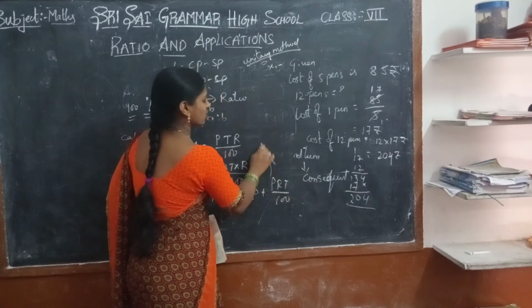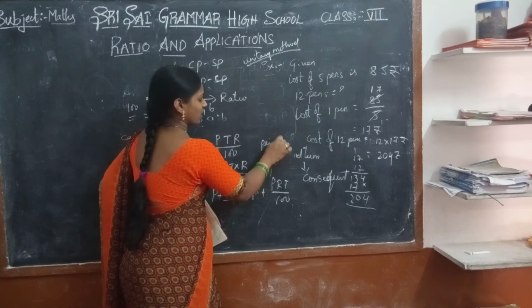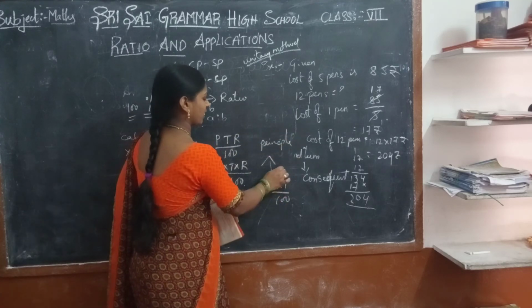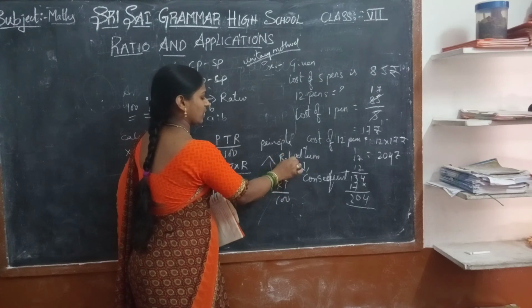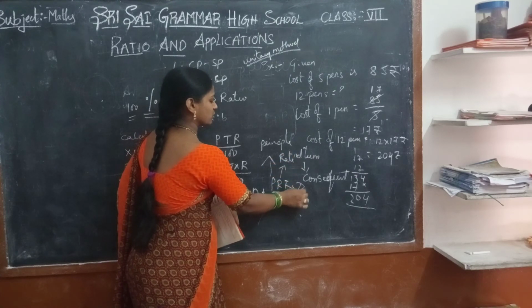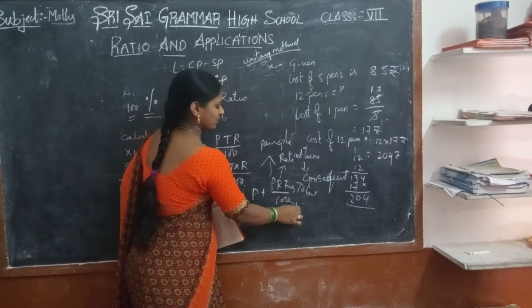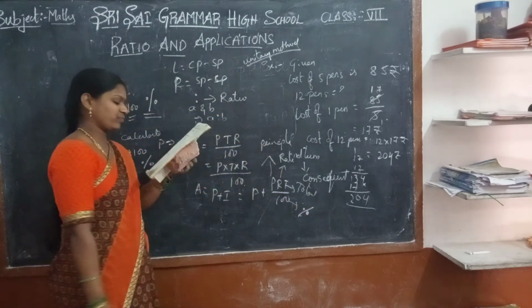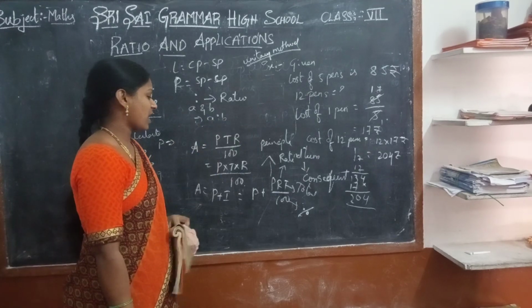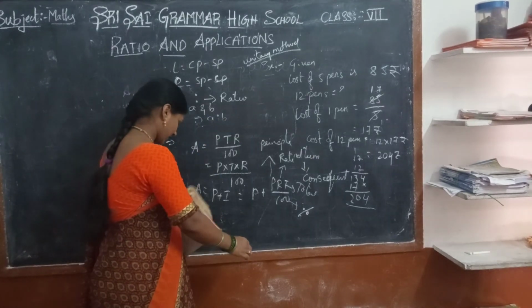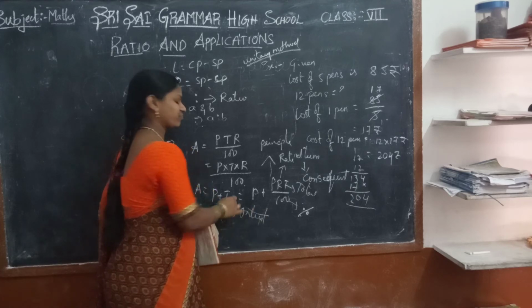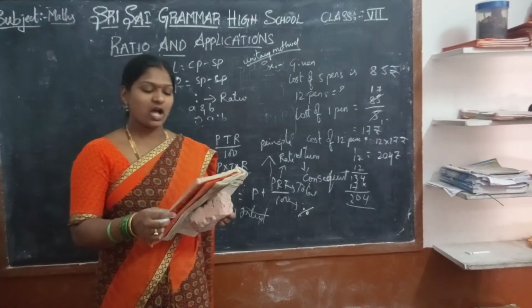Where P is called principal, R is called rate, and what is T? Time. Here 100 is nothing but percentage. R is a percentage. Then I is interest. Understood everyone? How to apply?